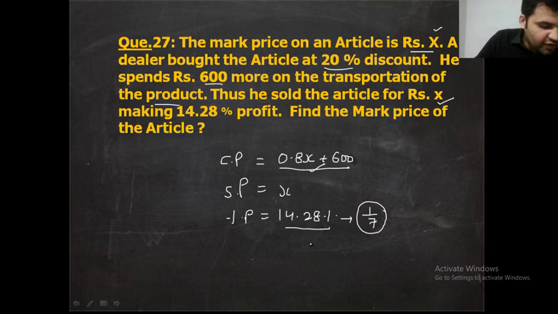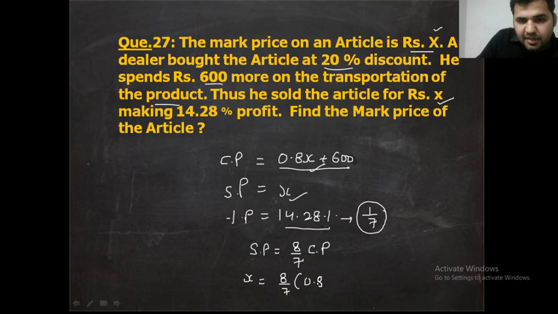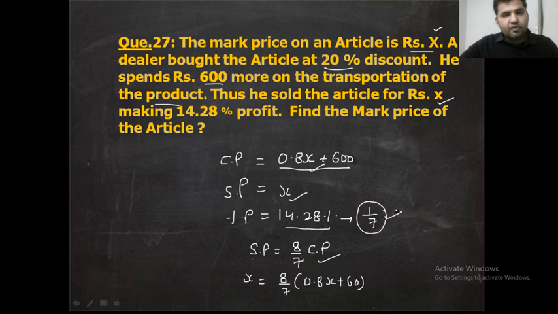Now 1/7 profit means what? How will you write down the equation in case of 1/7 of profit? In this case, how will we make the profit equation? That selling price would be equal to 8/7 of the cost price. Now selling price is 8/7 of the cost price, and we know that selling price is rupees X and the cost price for the dealer is 0.8X plus 600. Just put the values in this case, right? You only need to know what 1/7 profit means. In case of 1/7 profit, what equation do we make? Selling price is 8/7 of the cost price. Just put the value of selling price and the value of cost price, and this is the equation that you will get, and you can solve it now to get the answer.